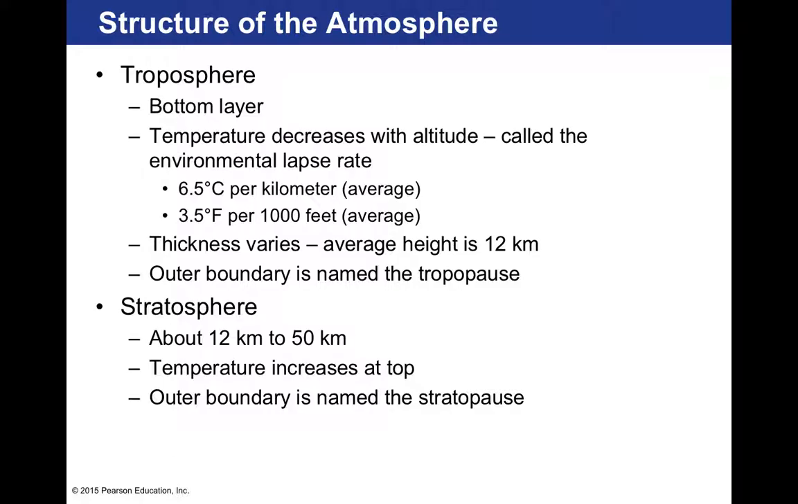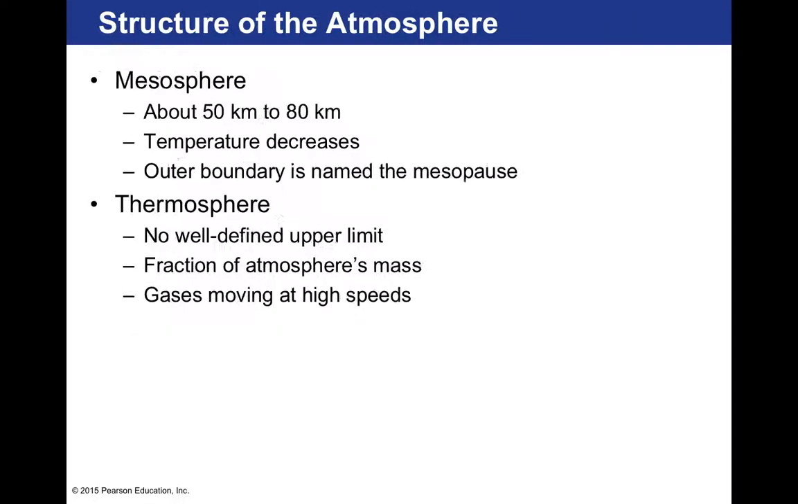After you go through the tropopause, you would enter the stratosphere, and this is about 12 to 50 kilometers. What's interesting about this level is the temperature increases as you near the top of the stratosphere. The outer boundary of the stratosphere is called the stratopause, which borders the mesosphere, the next layer, 50 to 80 kilometers. And the temperature decreases in this region.